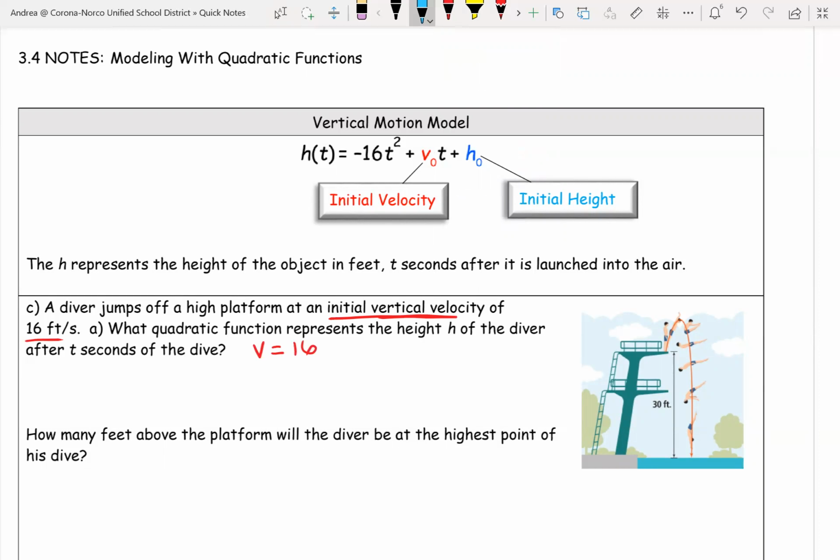The initial height is not given to us in the equation, but we can see it in the picture. What is the initial height? 30 feet. So the initial height, the h, is 30.